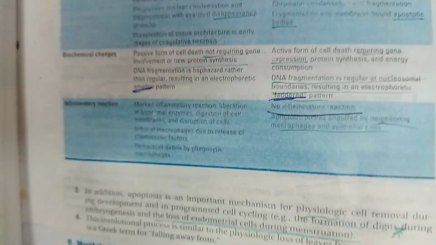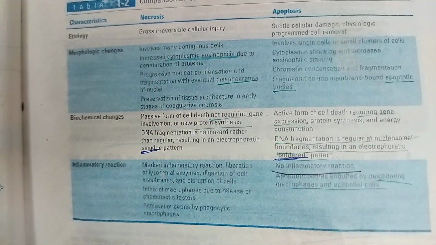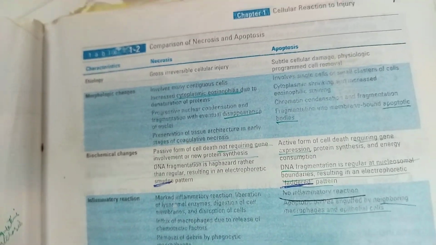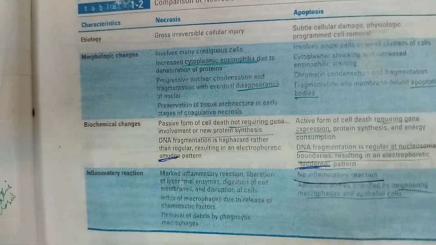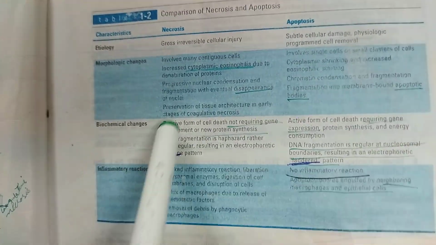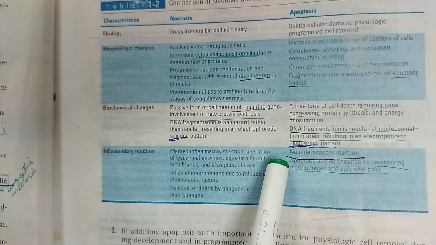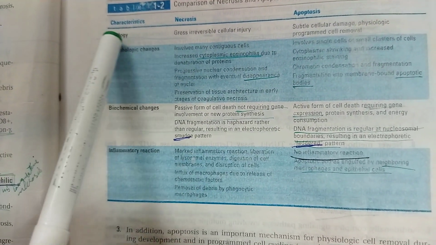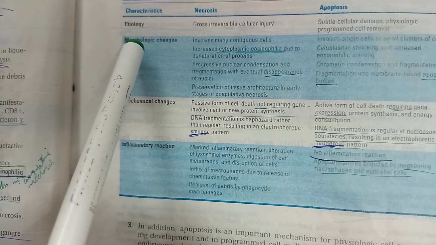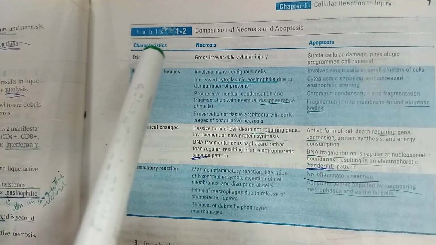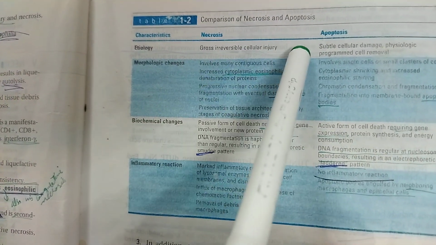Got it? There is a comparison of necrosis and apoptosis in a table. In the first column there are characteristics, in the second column there is necrosis, and in the third column there is apoptosis. The first row mentions etiology. What is the etiology of cell death like necrosis and apoptosis?